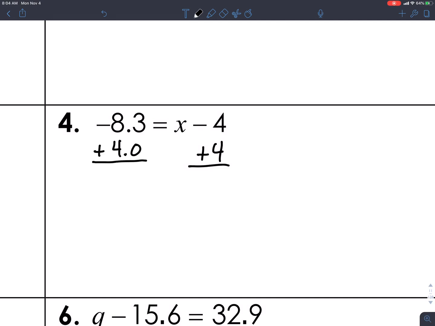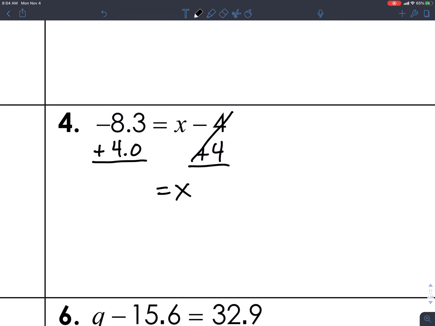Now this one's going to be pretty simple. The 4 goes away, so I'm left with just x over here on the right, because this is gone. 3 plus 0 is 3. 8 plus 4 is, oops, I'm doing this wrong, because that's a negative. So what you've got to do is when the signs are different, you still subtract. You still subtract because the signs are different.